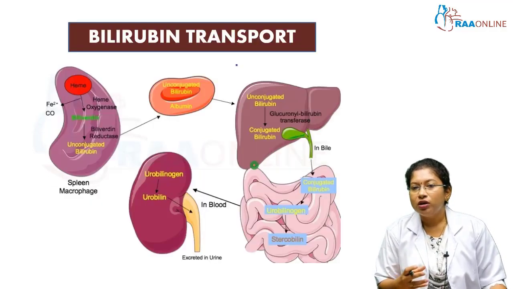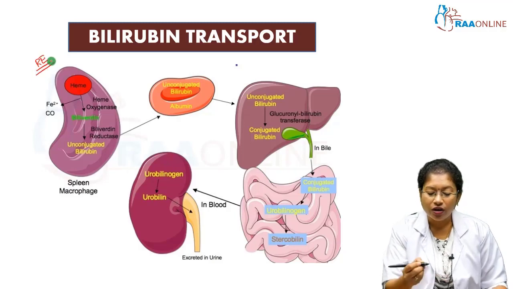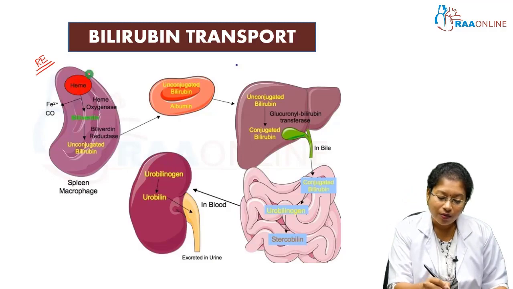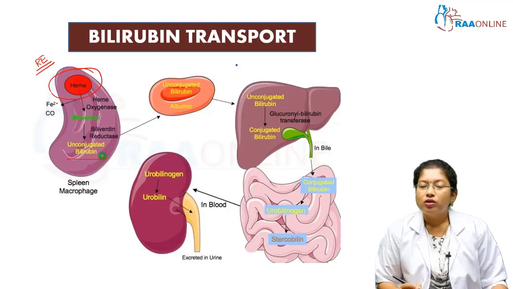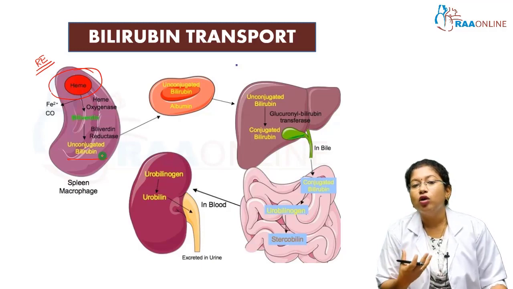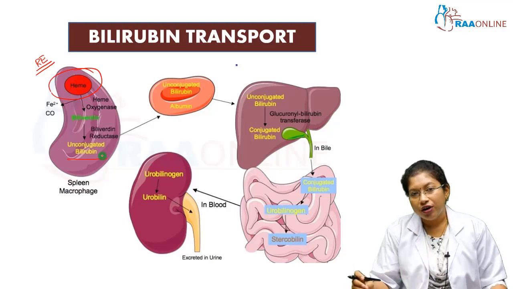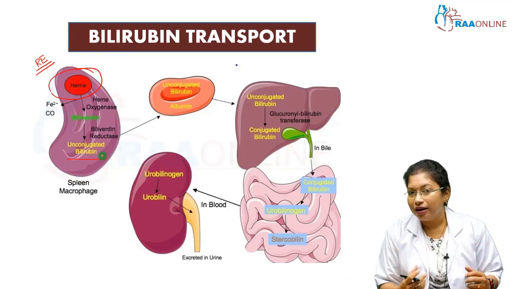So how is the bilirubin transported? The first thing, it is degraded in the reticuloendothelial cells of liver, spleen and bone marrow. Here you can see the heme portion is degraded to bilirubin. The first synthesized bilirubin is insoluble. Okay, it is called unconjugated bilirubin. This has to be transported to the liver for conjugation. Since it is insoluble, it needs a carrier.